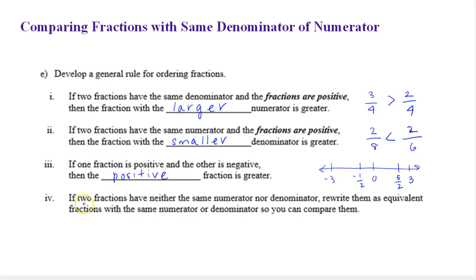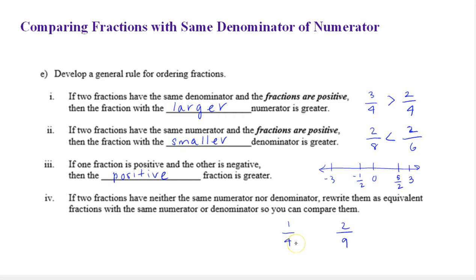And then we have our last note. If two fractions have neither the same numerator nor denominator, we can rewrite them as equivalent fractions with the same numerator or denominator so you can compare them. So if we had something like, say, 1/4 and how about 2/9? Okay. Well, we're not sure which is bigger. Their numerators are different, the denominators are different, so we can write them with a common numerator or denominator.